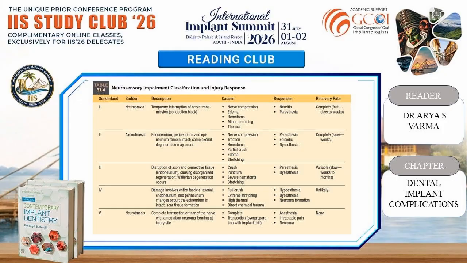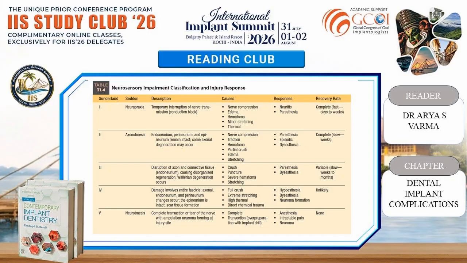Grade 2 Sunderland classification, axonotmesis in Seddon classification. Description: endoneurium, perineurium and epineurium remain intact. Some axonal degeneration may occur. Causes: nerve compression, traction, hematoma, partial crush, edema and stretching. Responses: paresthesia, episodic dysesthesia. Recovery rate: complete, slow, weeks.